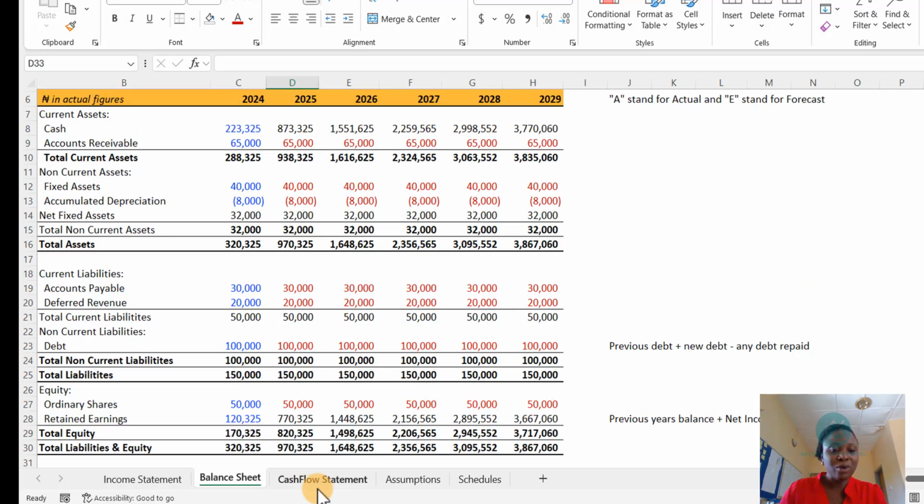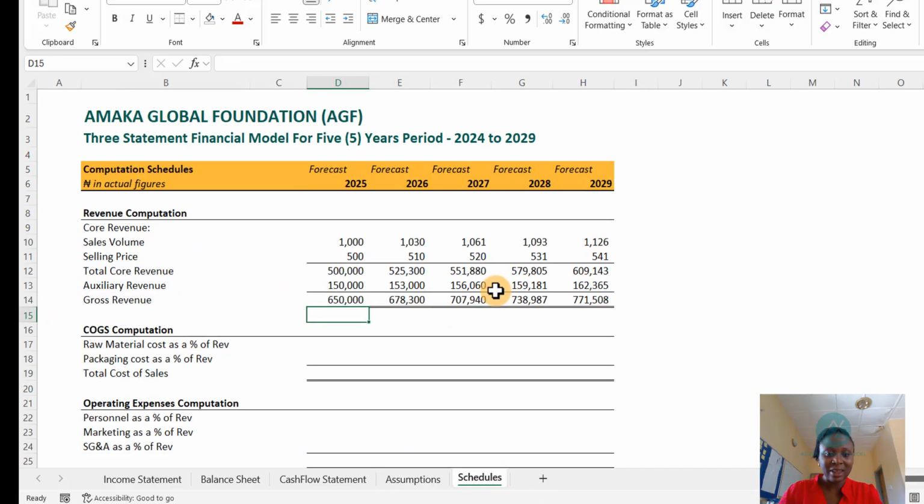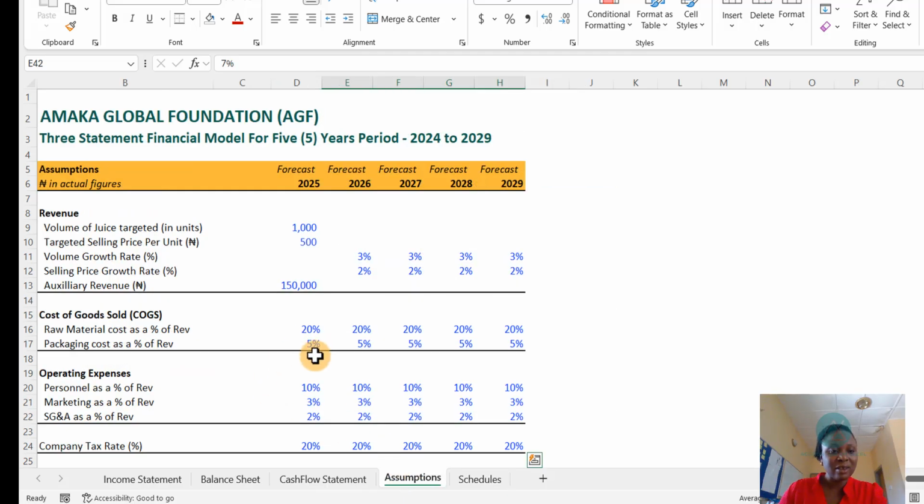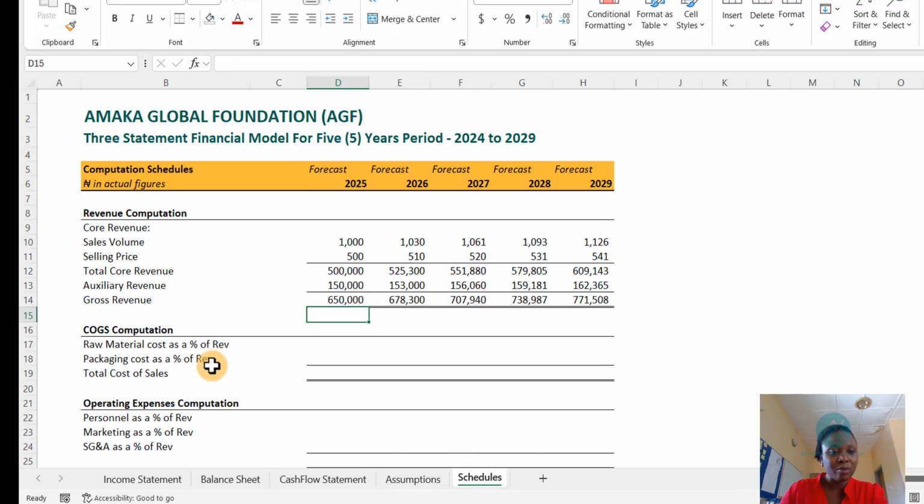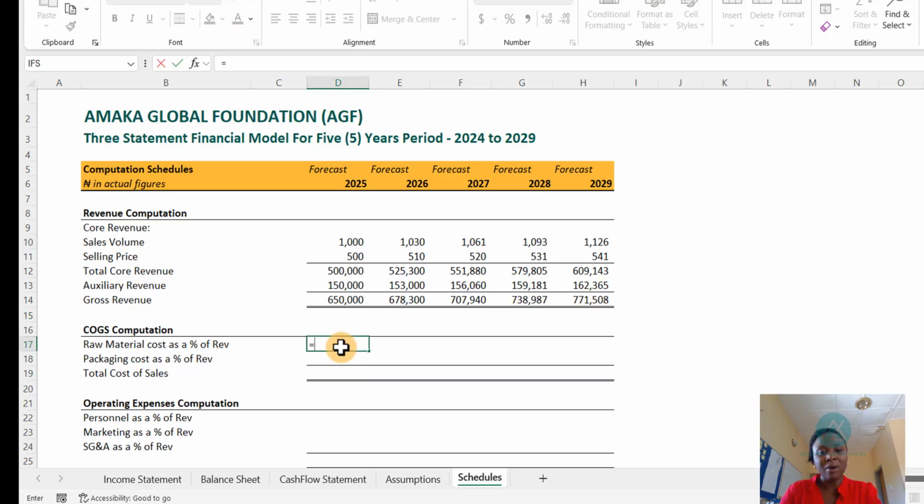All right, so let's go back to the next assumption. We are done with revenue. We've picked the necessary computation and taken it to the income statement. So the next assumption is cost of goods sold. It says raw material cost of goods sold is at this percentage of revenue, while packaging. So we go to our schedule and make the computation. For raw material, we say equals; we already have our revenue. This is our core revenue, this is our auxiliary revenue, and the total gross revenue. So we'll pick the total from the income statement.